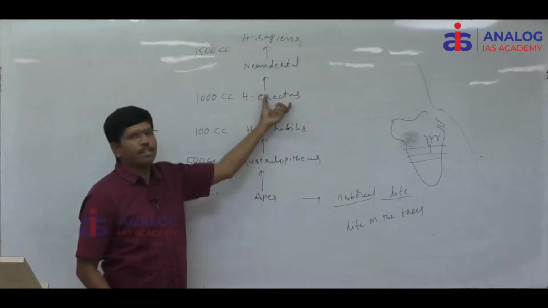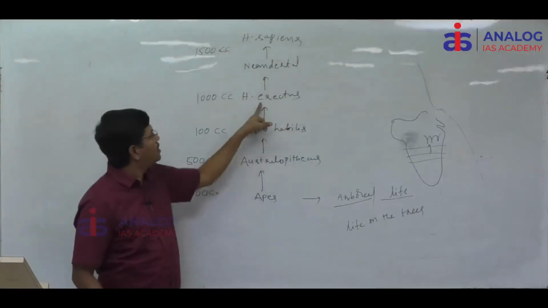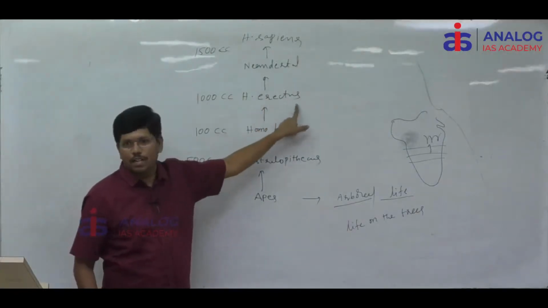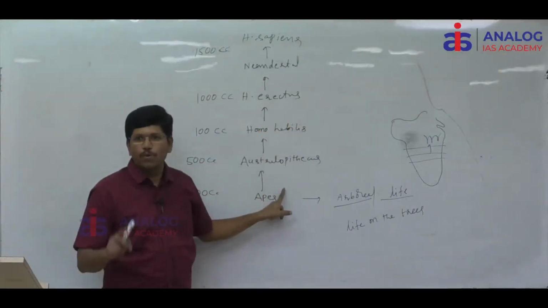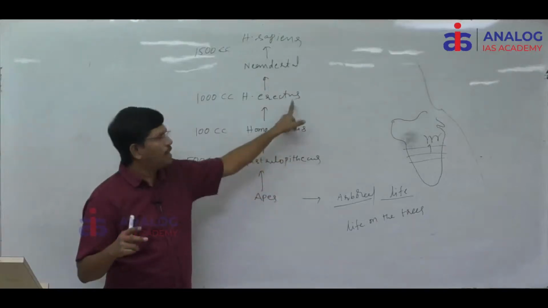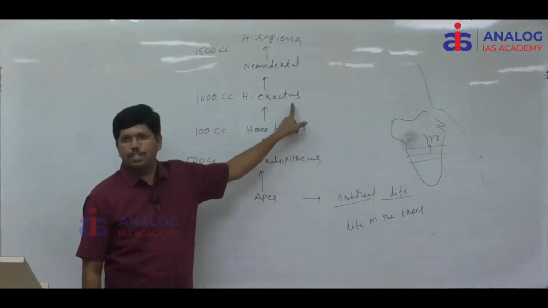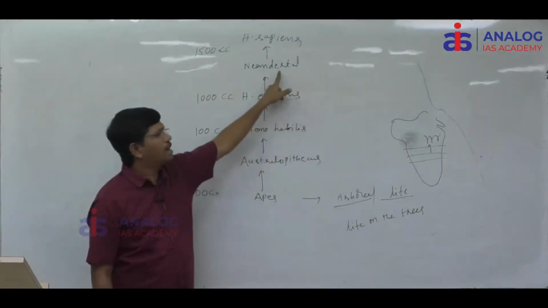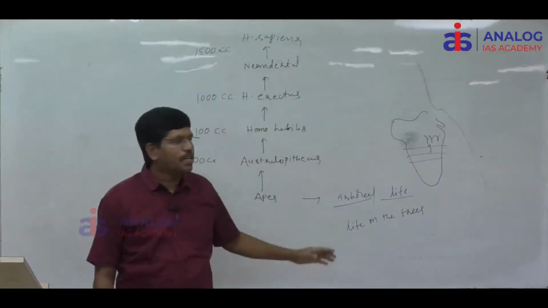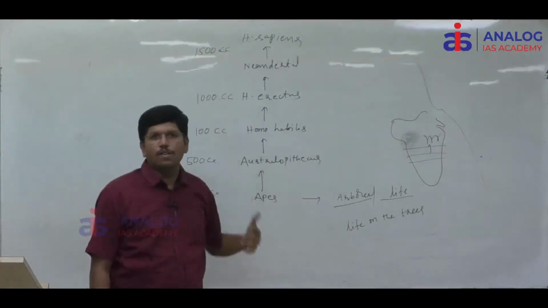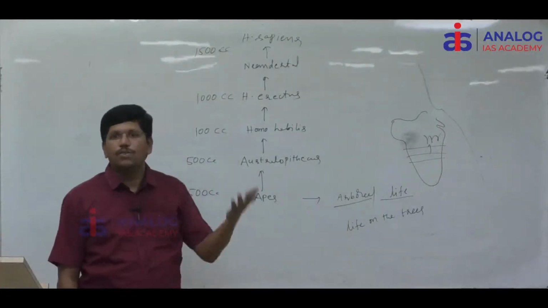When they attained that erect posture, to that stage we have given the name erectus, Homo erectus. Before Homo erectus also they moved with two limbs, but here they attained complete erect posture. That is the difference. Later, there was a gradual increase in brain size, and they developed a culture also. Simultaneously, while biological evolution was going on, culture also developed.